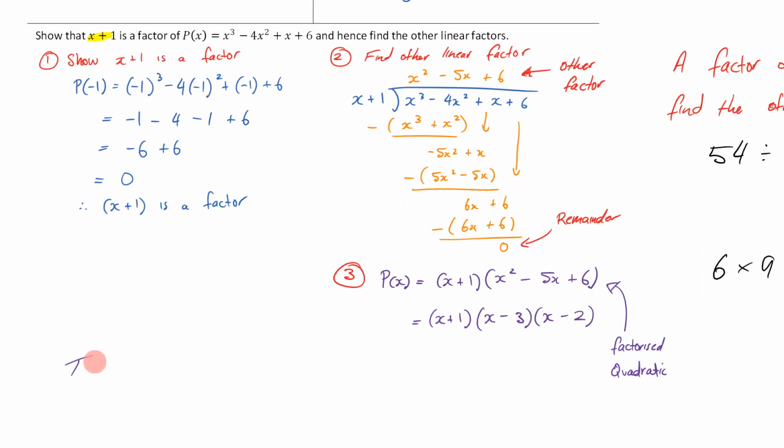So the linear factors are x plus 1, x minus 3, and x minus 2.